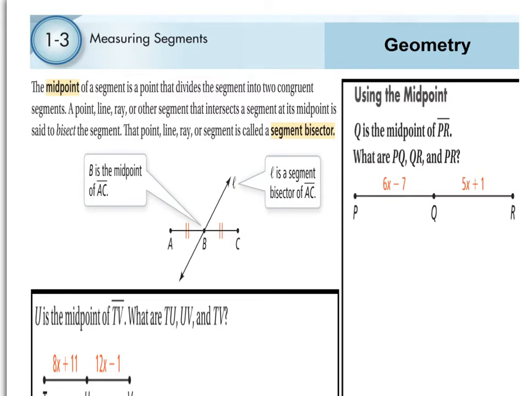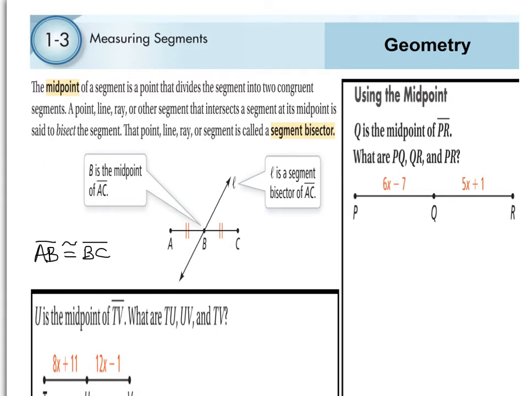It says B is the midpoint of AC. So if B is the midpoint of AC, one thing you want to jot down here is that if B is exactly in the middle of this whole line, these two parts are congruent. So I could say that segment AB is congruent to segment BC. That's what it means to be a midpoint: these two parts are equal to each other.